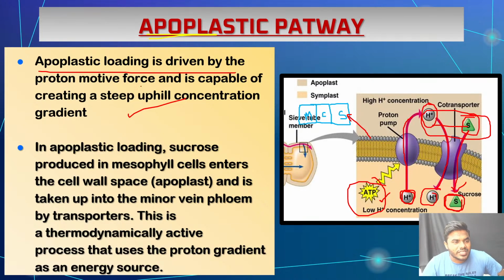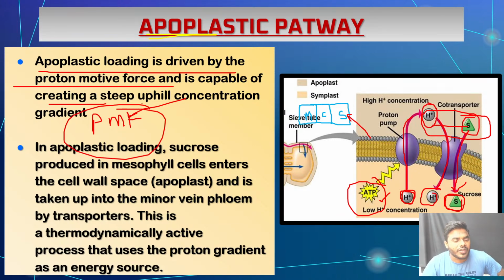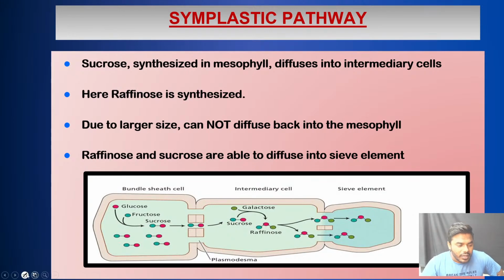Apoplastic loading is driven by the proton motive force, PMF, which is capable of creating a steep uphill concentration gradient. Correct? H plus moves from low H concentration to high, then once again it comes from high to low. Very simple point. Now the next type is what, friends? The symplastic pathway of loading.